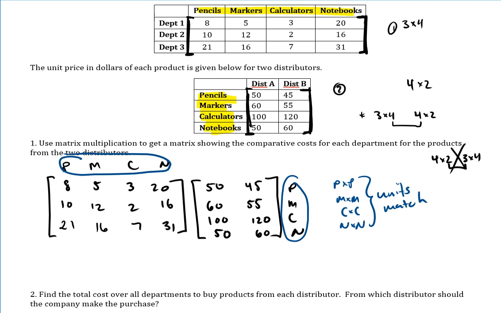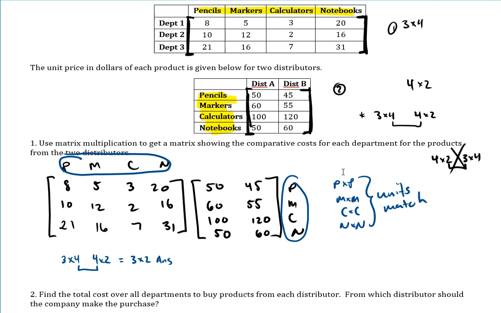Okay, and then we already know that it will multiply. So we talked about that up here. This is a 3 by 4. This is a 4 by 2. Okay, so we have a 3 by 4 times a 4 by 2. So these are the same. I just wanted to write this to show 3 by 2 would be the size of the final answer. Okay, so step 1, we use matrix multiplication to get a matrix showing the comparative cost for each department for the products from the two distributors.